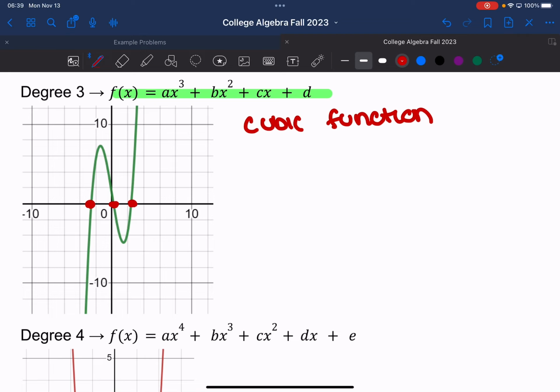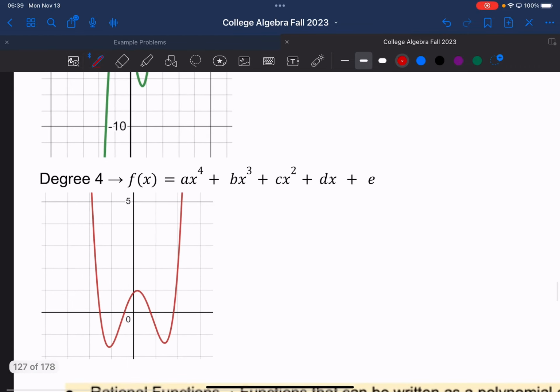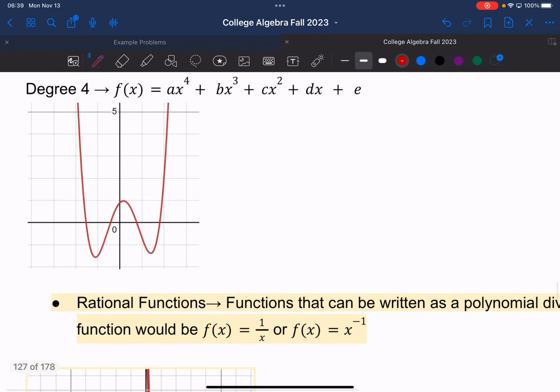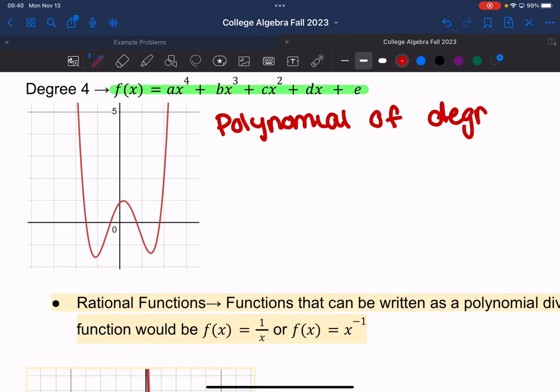After the cubic function, any function with a degree higher than 3 no longer has a special name. They are just called polynomials of degree whatever the exponent is. So this polynomial has the highest exponent of what? 4. So this is just called a polynomial of degree 4. And that tells us that there are 4 possible what? Roots, which is true here. 1, 2, 3, 4.